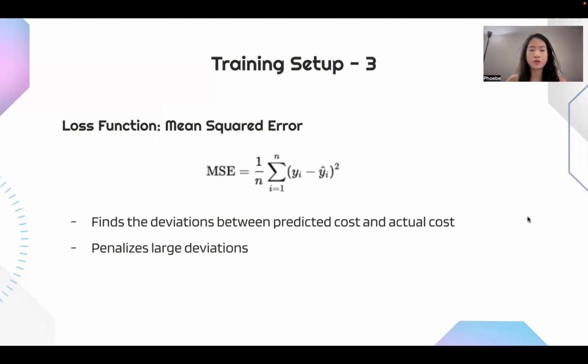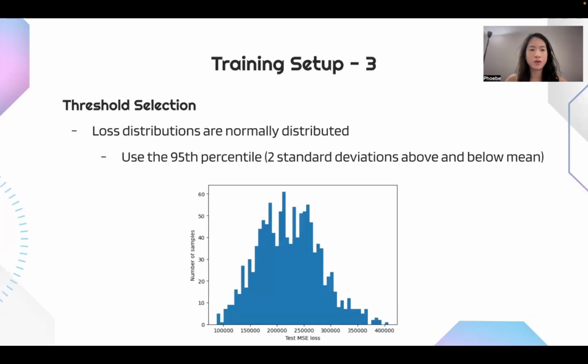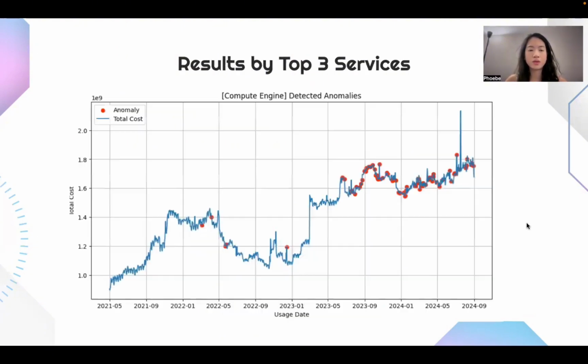For the loss function, we chose the mean squared error because it penalizes large deviations. One of the cons of the mean squared error is that it may be sensitive to outliers, but since we removed them, it allows us to compute the loss faster. So we chose MSE as the loss function. For the threshold, after a few experiments, we noticed that the distributions of the losses are mostly normally distributed. So naturally, we would want to use standard deviations above or below the mean as the threshold for the anomalies. After some tuning, we realized that 2 standard deviations gives the most optimal results.